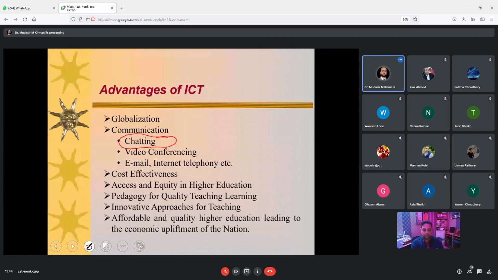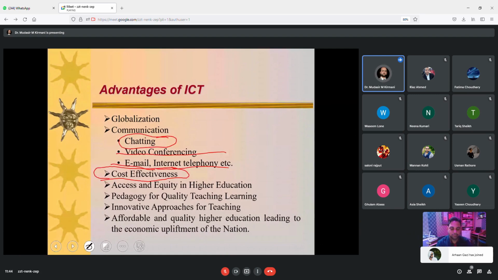Then the second attribute is that you are able to communicate, that chatting is possible irrespective of the distance. You are able to interact with people. Video conferencing is one of the advantages of ICT. Then emails, internet telephony is there. It has improved. The cost has decreased a lot.